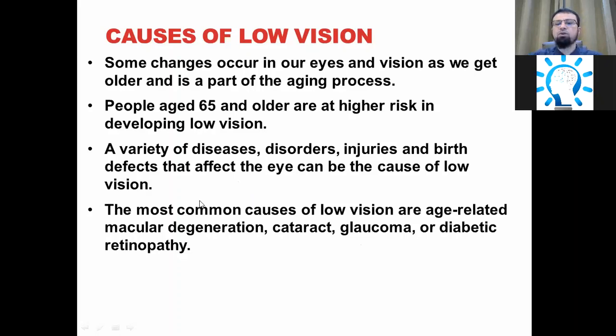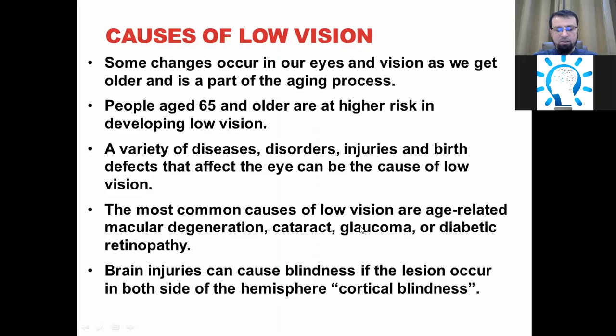The most common cause of low vision is age-related macular degeneration. This is related to age. As people get older and older, the cells of the eyes might be affected. Cataract, glaucoma, or diabetic retinopathy. We will talk about them briefly.